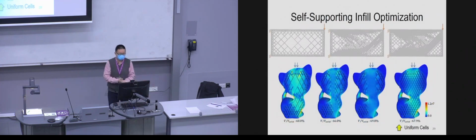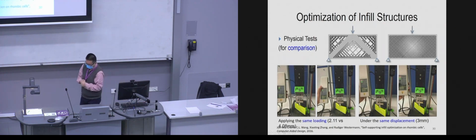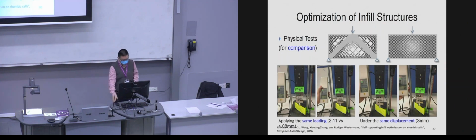So by applying that, you can find this is a non-optimized one, with a weight of only 60% of the original volume if we made a complete solid. This is somehow optimized. This is further optimized. So you can see that by using the uniform structure inside and the optimized structure inside, the deformation can be greatly reduced. And this is also verified by a physical test. For example, this is a bridge optimized by using the previous method, and this is a bridge not optimized. We're using uniform infill structures.